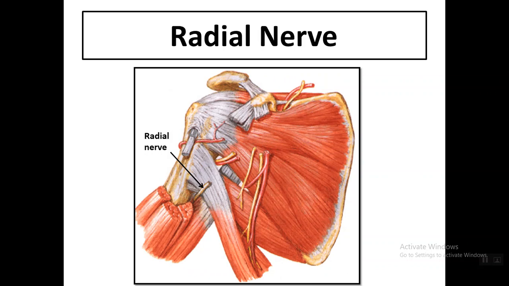The nerve of this compartment is the radial nerve. This is the radial nerve, regarded as the direct continuation of the posterior cord of the brachial plexus, passing in this triangular interval. The triangular interval is in between teres major above, the long head of triceps, and the shaft of the humerus. It will pass to the posterior compartment.